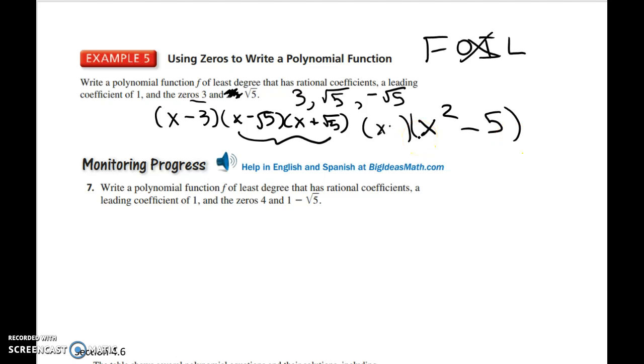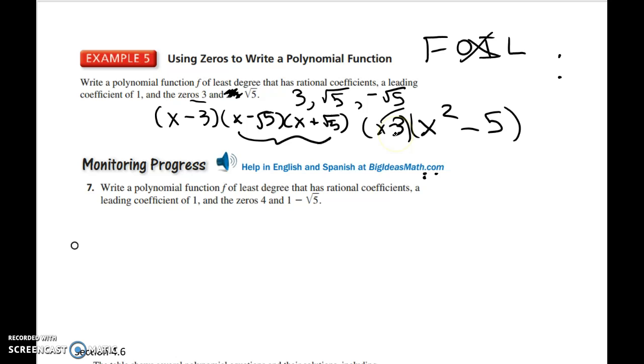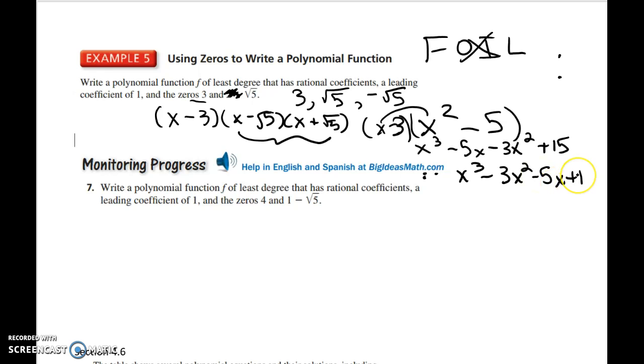Carry down the x minus 3, and then FOIL these two together. So distribute my x through gives me x cubed minus 5x. Distributing my negative 3 through gives me negative 3x squared plus 15. And go ahead and throw that in order. Make it x cubed minus 3x squared minus 5x plus 15.